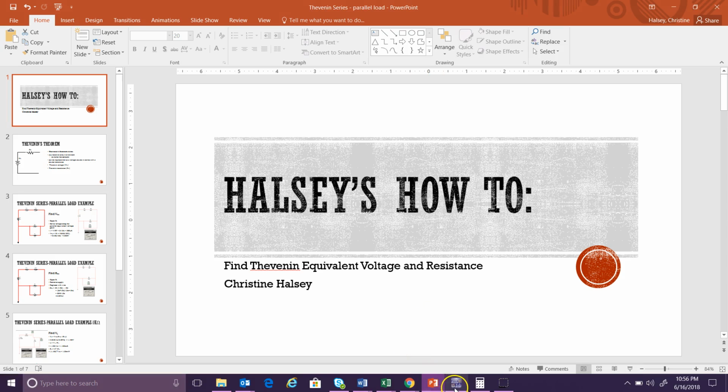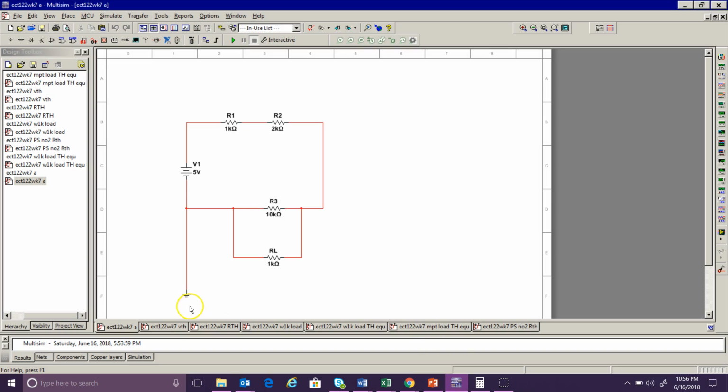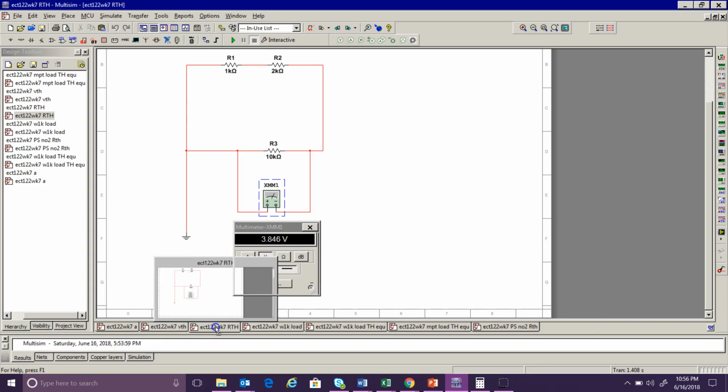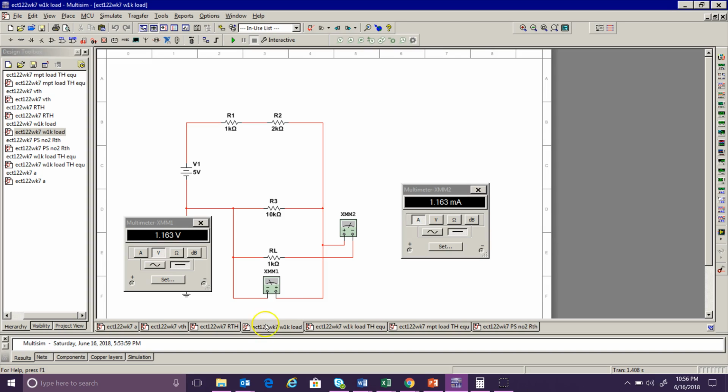Okay, let's take a look at a few of those circuits in Multisim. Here's my Thevenin voltage. It's running, and 3.846 was what we calculated. The resistance, 2.307, I think, was what we calculated. All right, now here's with my 1K load, 1.163 milliamps, 1.163 volts.